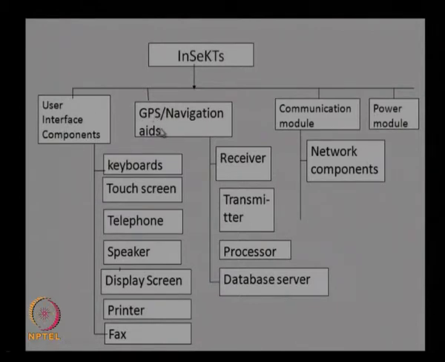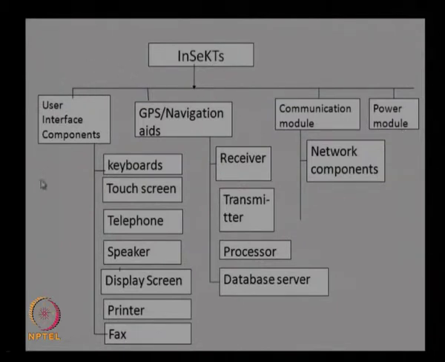Similarly, for GPS and navigation aids we can see there are receivers, transmitters, processors and a database server as the components for providing this particular function. For the communication module again we can have network components and other hardware, and of course we can include the software also for communication. Then for the power module we can have the normal power supply or the battery power supply as the additional components over here.